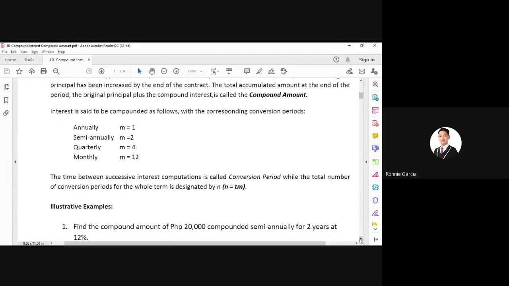So after knowing nga naatay variable nga M nga ginagamit, I will now introduce to you another variable. It's N, as you can see right now. The time between successive interest computations is called the conversion period, katong M nga gisulti ganina. Pero, there are cases nga taas kaayo ang ilahang term sa paghiram sa kwarta. So, it's more than 1 year ang uban kay butal-butal pa 1 year and 6 months, and so on.